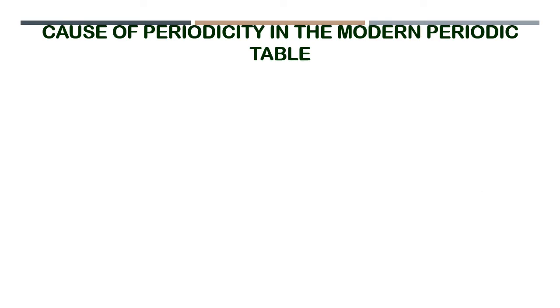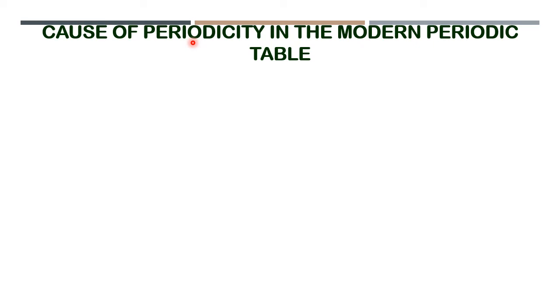Now, what is the cause of periodicity in the modern periodic table? What is the reason? What is meant by periodicity here? Periodicity means repetition or recurrence of the properties after a certain interval, after one period or second period. Why is the repetition there? That is what we want to find out. So that is called the cause of periodicity, the reason for periodicity in the modern periodic table.